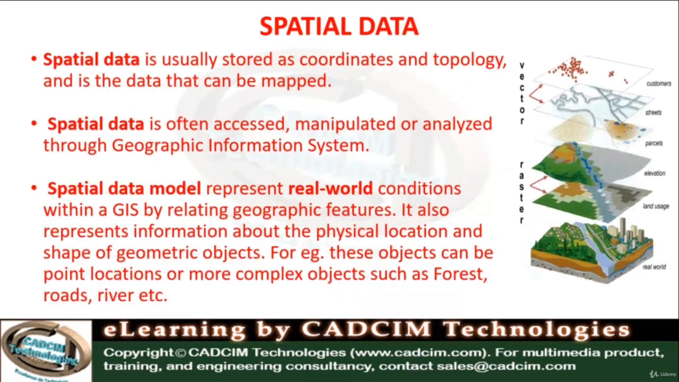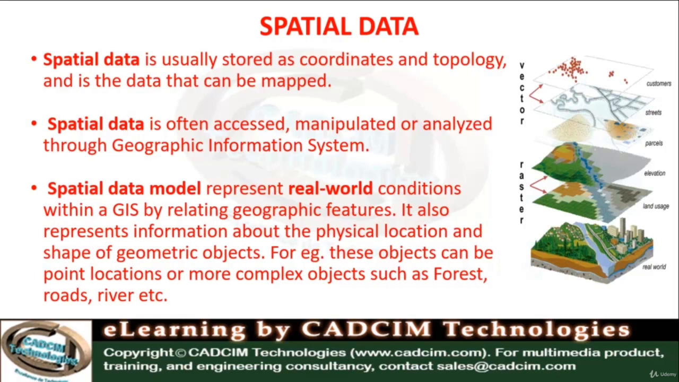Now let us understand what is spatial data. Spatial data is usually stored as coordinates and topology and is the data that can be mapped. It is data that defines the location of a geographic feature. Say, for example, a geographic feature may be any feature such as a mountain. Now if we define the latitude and longitude of the mountain, it is known as spatial data.